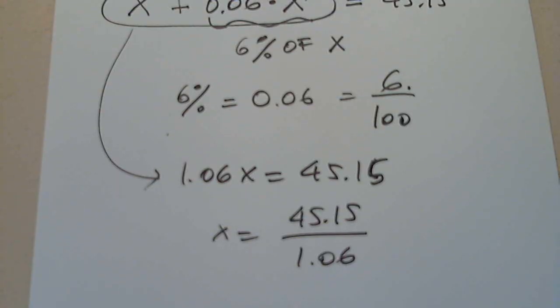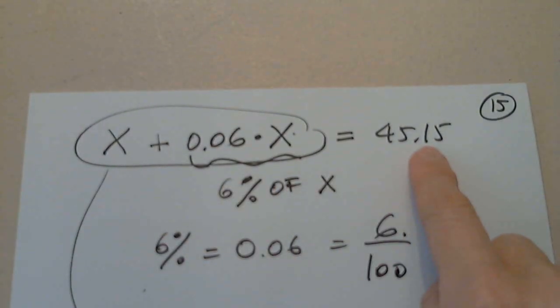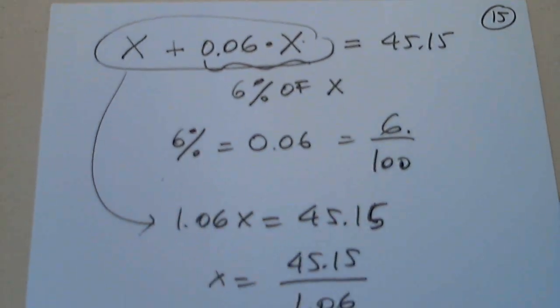So I have 45.15 divided by 1.06. I got 42.6. So x equals 42.6. So the original price was $42.60. And I ended up paying, with a 6% tax, $45.15.